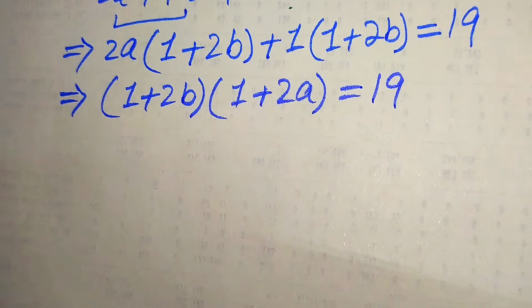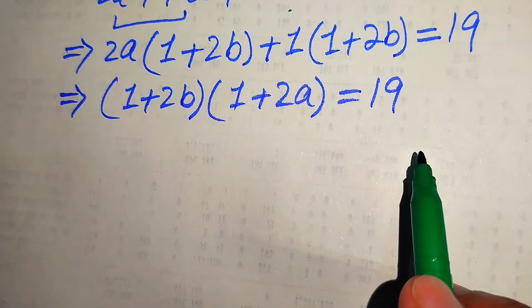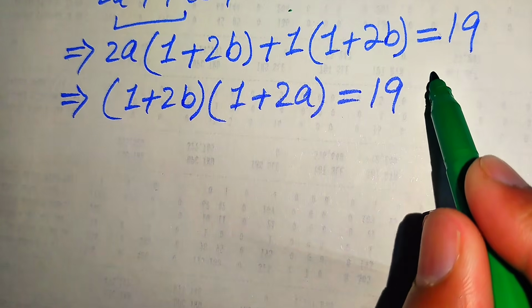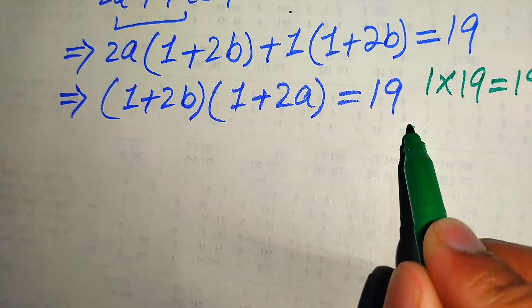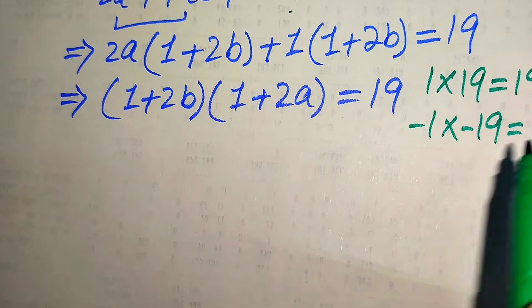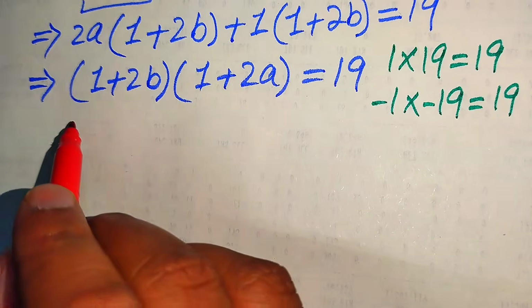And now in the next step, you see here in the left hand side we have two factors multiplied by each other, but in the right hand side we have only one number and it is 19. So first we need to find any two integers whose product becomes 19. The possibilities are 1 multiplied by 19 is equals to 19, and minus 1 multiplied by minus 19 is also equals to 19. So now we divide this equation into the two cases.